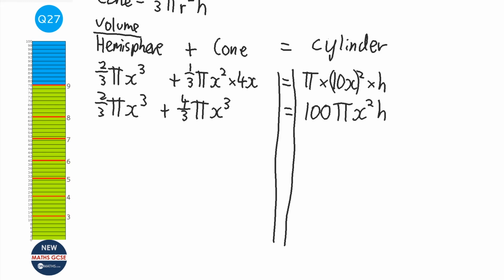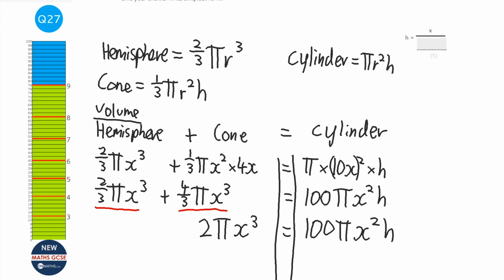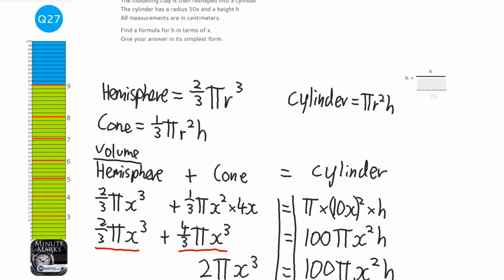Okay. Now, if you notice on the left-hand side, these two here are the same. There's both pi x cubed. So we can just add them together. So it's going to be 2/3 plus 4/3. So that's going to be 6/3, or just 2. So it's going to be 2 pi x cubed equals 100 pi x squared h. Brilliant. Okay. Now let's just check to see what it wants. It wants a formula of h in terms of x. So it wants h equals.